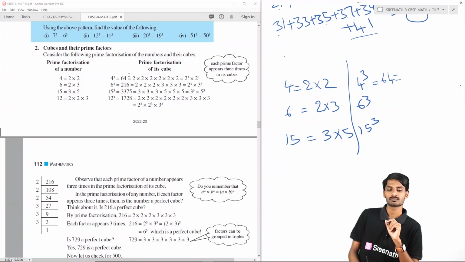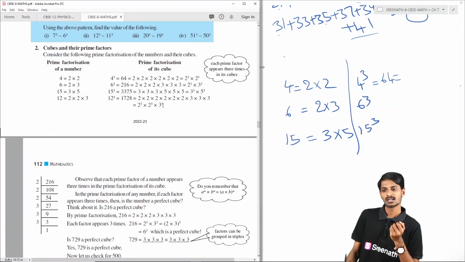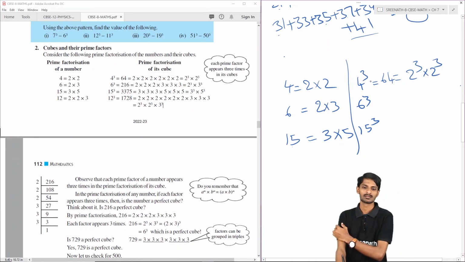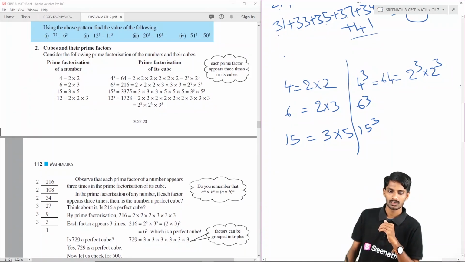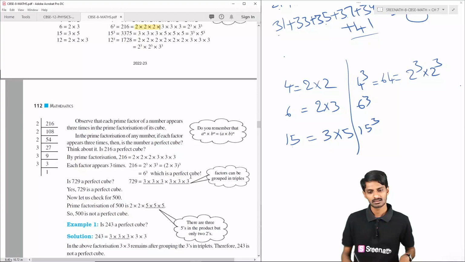If you see here, how many 2's are there? 6 2's are there. We can make groups of 3 and write them in the form of cubes, that is 2 cube into 2 cube. And 6 cube also has 6 numbers in its factorization, 3 are 2s and 3 are 3s, like that, students. So what can we get from these things?